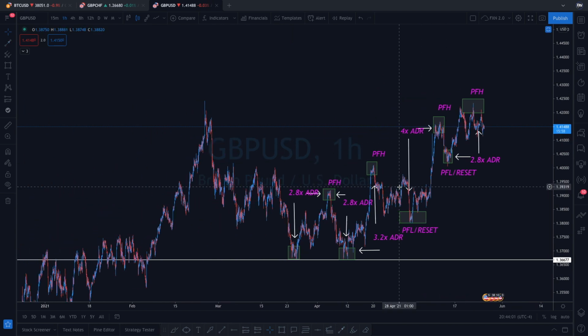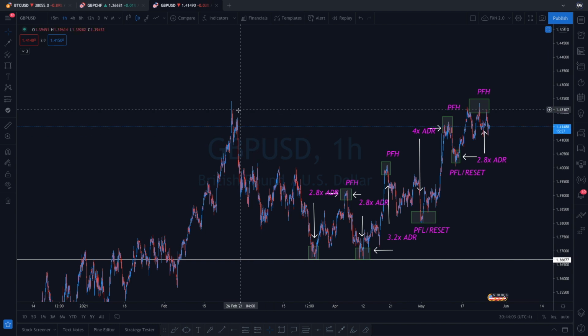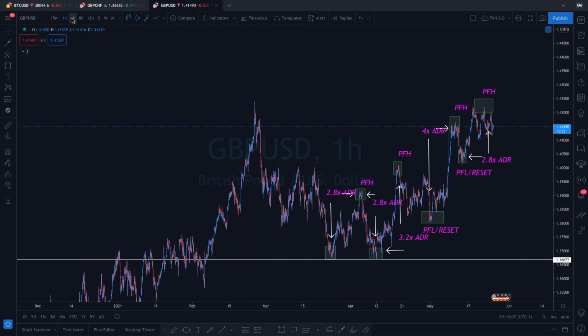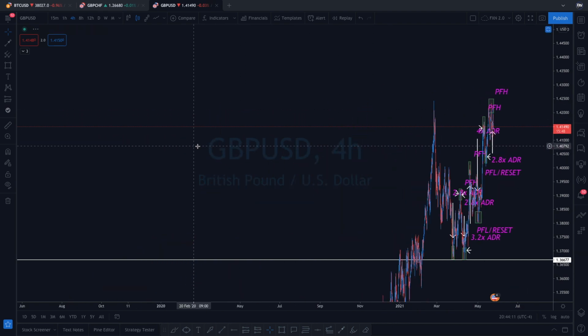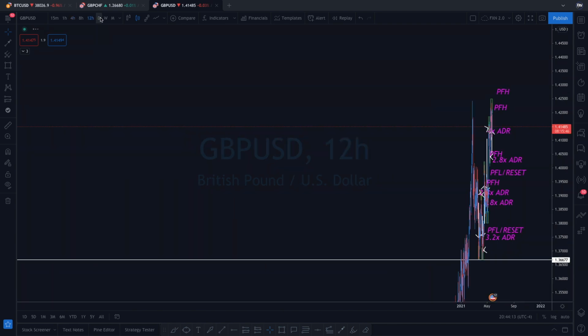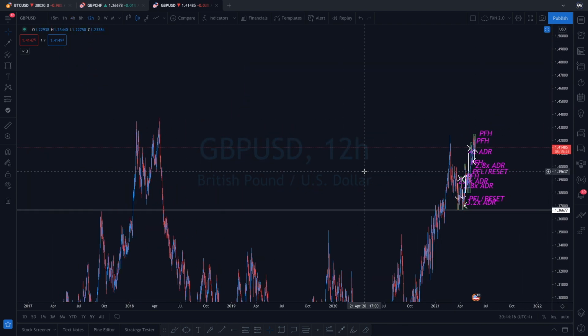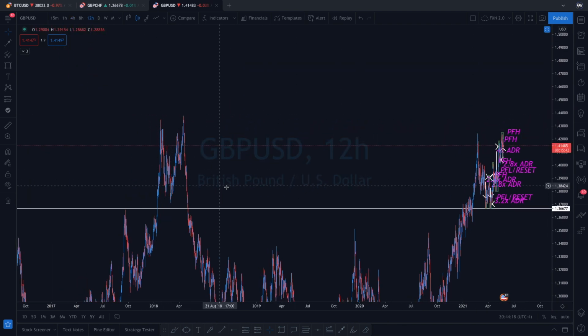So what are we looking for? We can see that price action is in that range here, in that zone that we saw in the higher time frame. So if we go up to the 4-hour time frame, look where we're at, right? We're tagging those highs. We go up to the 12-hour and look where we are again from all the way back here. We're all the way back here from 2018. We're in that area here.